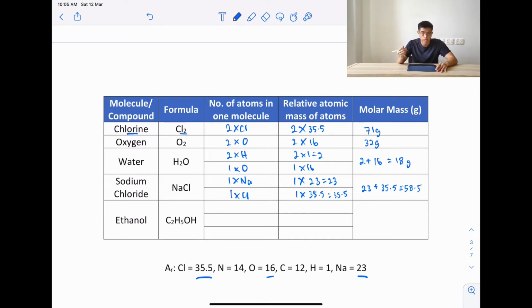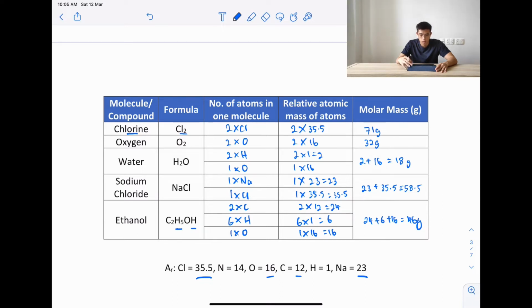So next we look at ethanol. Ethanol has 2 carbon atoms and then 6 hydrogen atoms. Take note here, there are 5 hydrogen atoms here and 1 at the back, so a total of 6 hydrogen atoms, and 1 oxygen. So 2 times carbon, which is 12, so 2 times 12, you get 24. And then we have 6 times 1, you get 6. And then 1 times 16, you get 16. So we add them all up, it will be 24 plus 6 plus 16, you'll get 46 gram. So this is how you actually calculate molar mass.